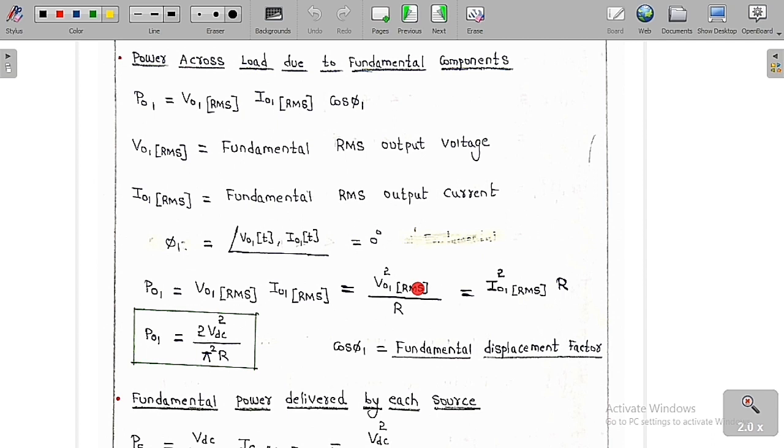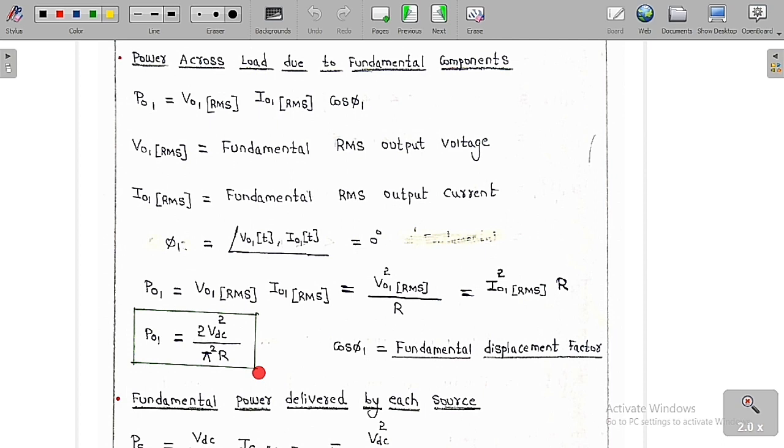So what is the RMS value of the fundamental component of the output voltage, which is root 2 VDC by pi. This value just now we have figured out. So substitute here, do the square and do the division by R. So you are going to get 2 VDC square by pi square R.